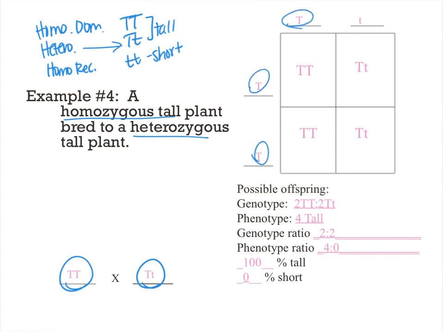put them on the left, one parent on the top, one parent on the left, bring it down and over. This is what you get. You get 2 that are homozygous dominant and 2 that are heterozygous. Okay, so here are my genotypes. 2 big T, big T, 2 big T, little t's. So all of those will be tall. All 4 will be tall. So again, you'll notice the ratios are a little different because my genotypes are 2 and 2, but my phenotypes will all be tall, 4 to 0.